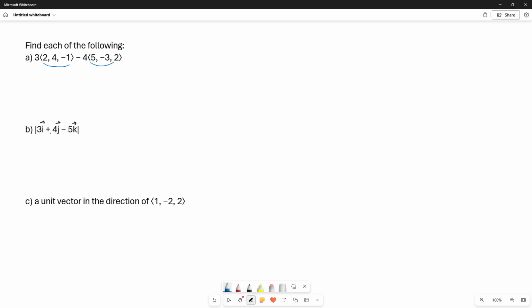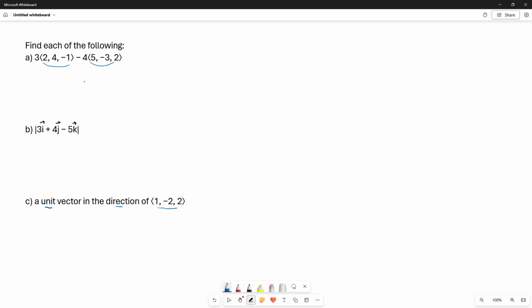We would also like to find the magnitude of a vector in R3. That's the vector 3i plus 4j minus 5k. And then we would also finally like to find a unit vector in the same direction as a given vector in R3.